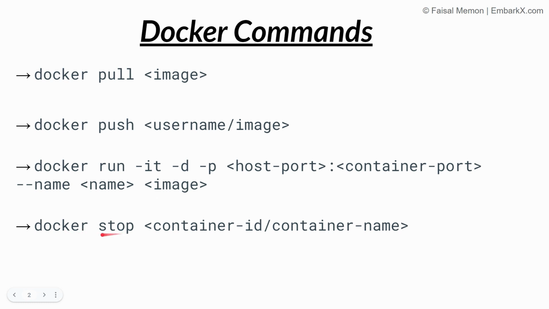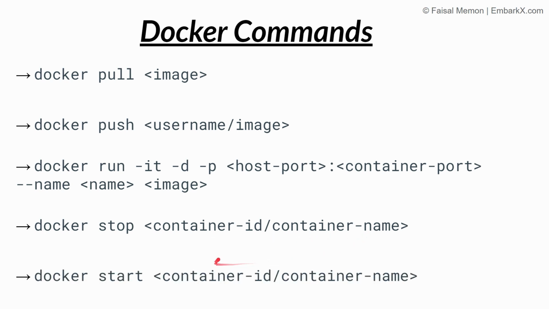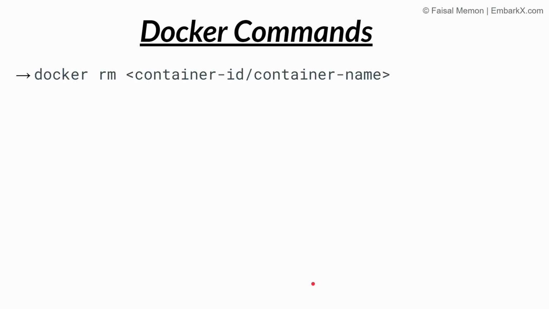Then you have the docker stop command, which is used to stop a running container, and you can specify the container ID or the container name. Then you have the command to start a container, where you can specify the container ID or the container name. Then you have the docker rm command, which is used to remove a stopped container. So if you want to delete a container that has been stopped, you can make use of docker rm.